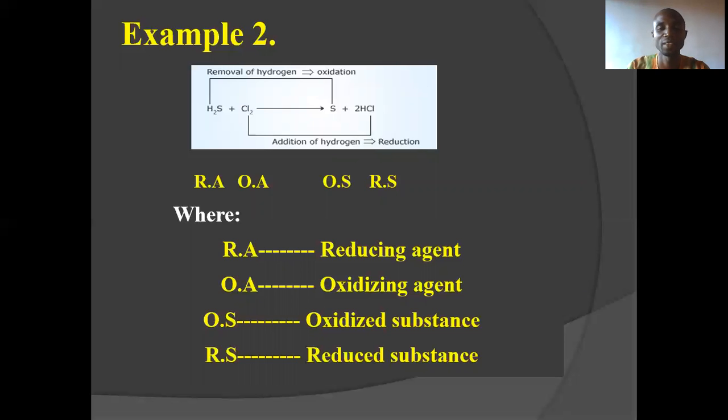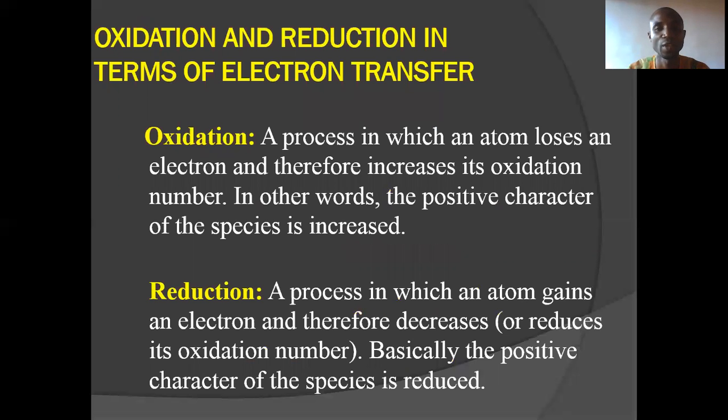When you define oxidation and reduction reactions in terms of electron transfer, it is also a different side of it. Still remember that defining oxidation and reduction reactions in terms of oxygen and hydrogen is the old way. But the most recent way of defining oxidation and reduction reactions is in terms of electron transfer, or in terms of oxidation number. So in terms of electron transfer, we say that oxidation is a transfer of electron.